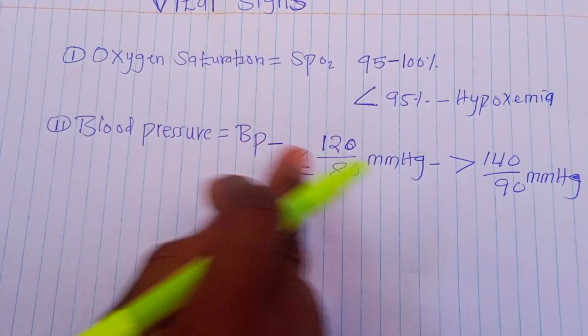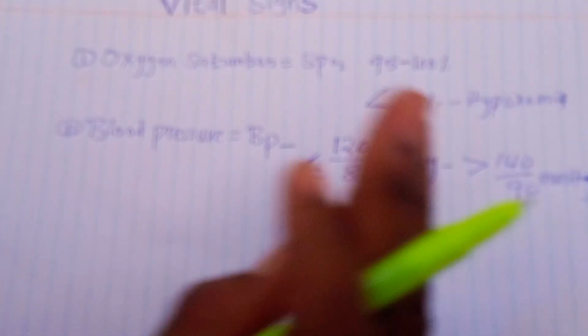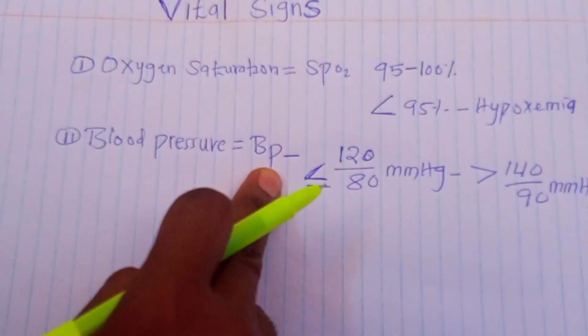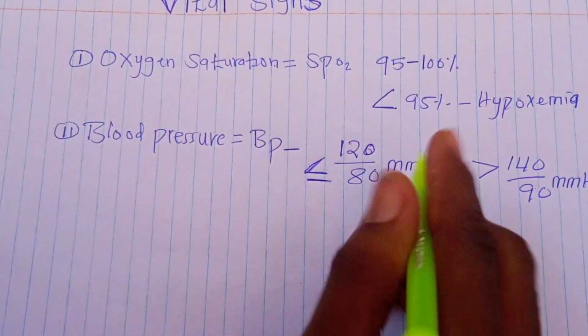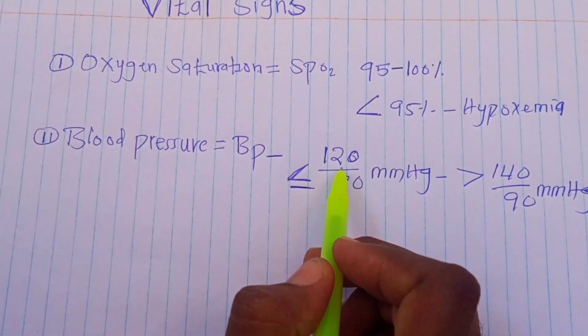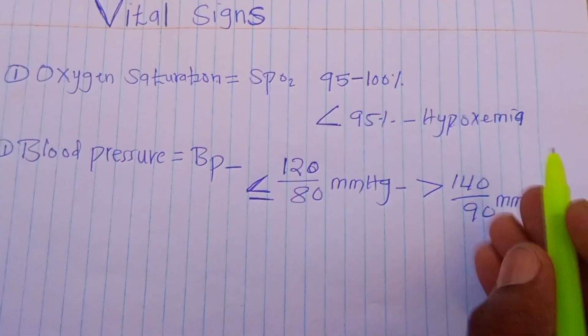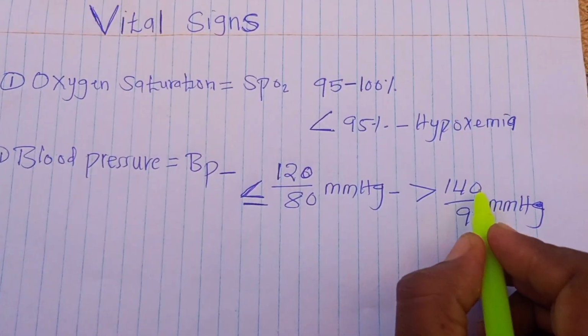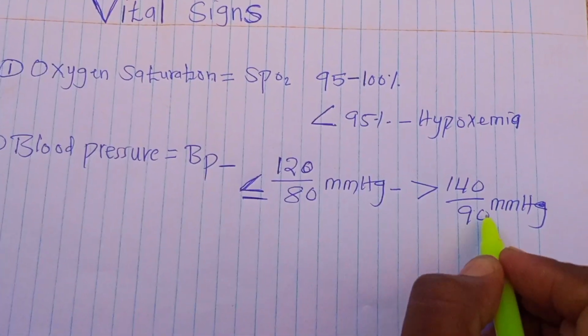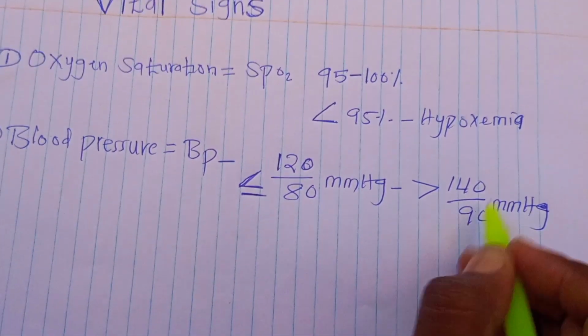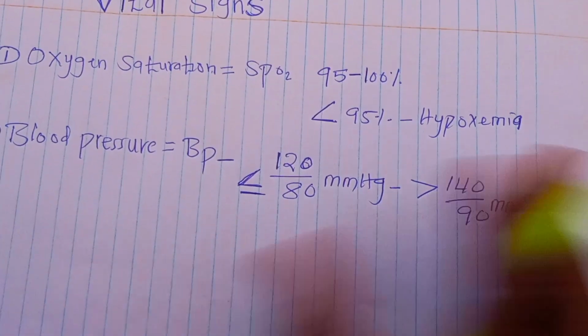So blood pressure is the force of blood pushing against the walls of the arteries. It is shortened as BP. A normal blood pressure is 120 over 80 mmHg. A high blood pressure is considered to be a value greater than 140, that is the systolic, and 90, that is the diastolic.